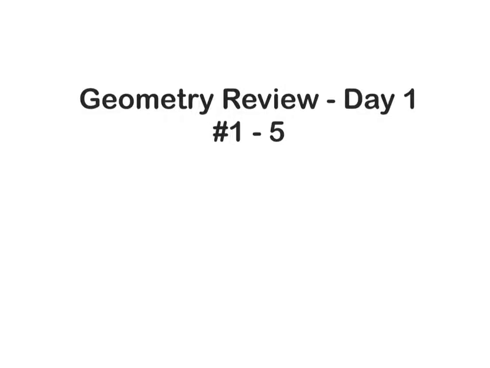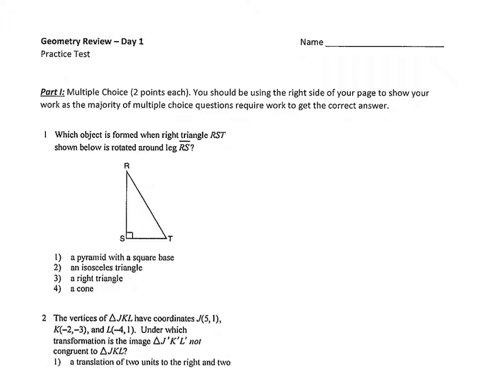This video will take you through the Geometry Review Day 1 packet for the practice test, and we are going to focus on questions 1 through 5 here. These questions all came from old exams in Common Core Geometry, and the first one says, which object is formed when right triangle RST shown below is rotated around leg RS?